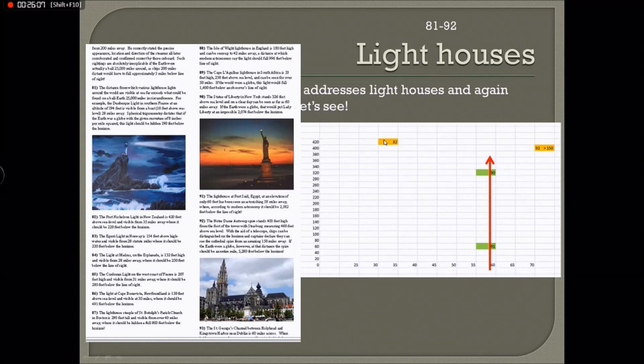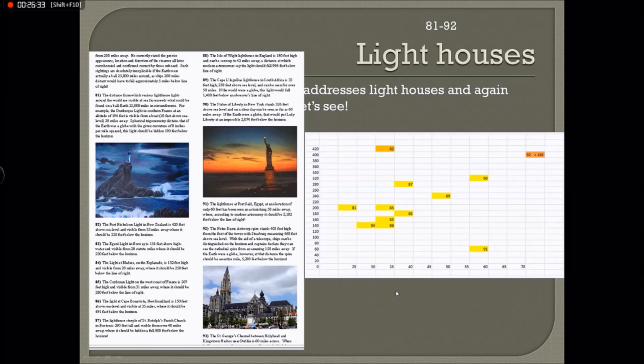I already see one here that is 82, Port Nicholson, New Zealand, 420 feet high and visible from only 35 miles. That's a bit strange, if this one, 60 feet high, can be seen 58 miles away. So you would expect them all to be there. Let's have a look. If we fill in all the data given here, we get this randomly scattered picture, which makes no sense. They all should be around here.